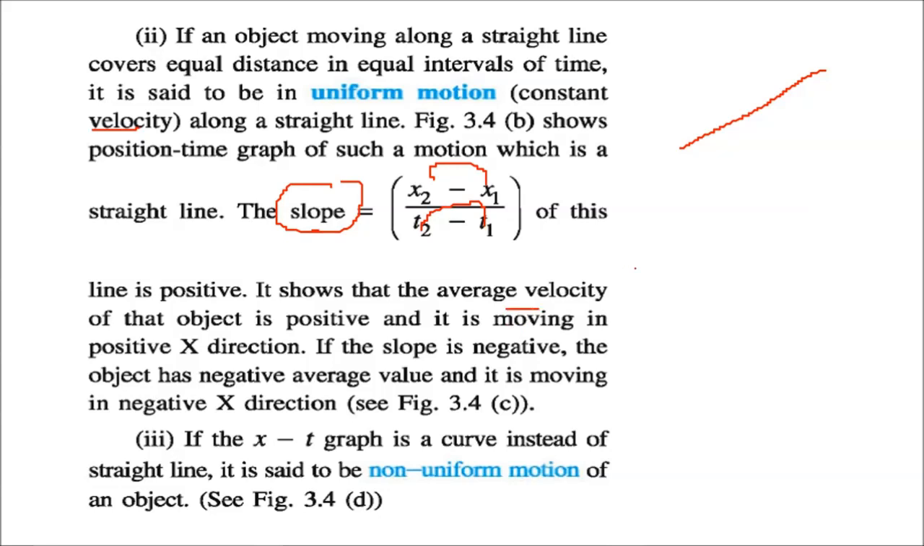It is positive because it is moving in the positive x direction, and the slope is negative when the object has negative average velocity and is moving in the negative x direction. The x-t graph of any curve, instead of a straight line, we call a non-uniform motion of an object.